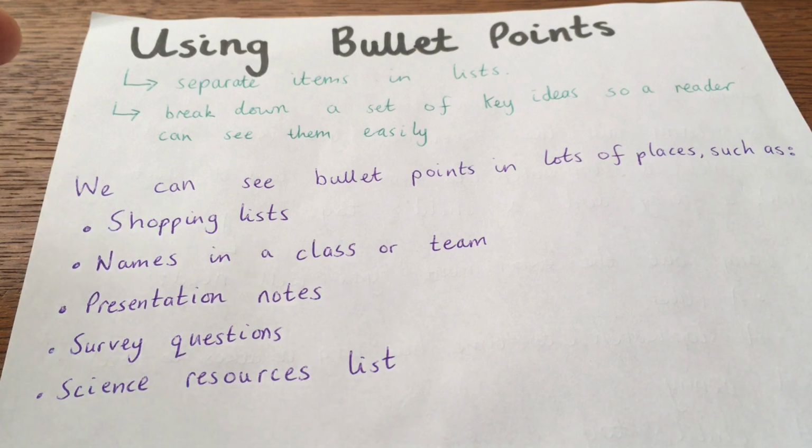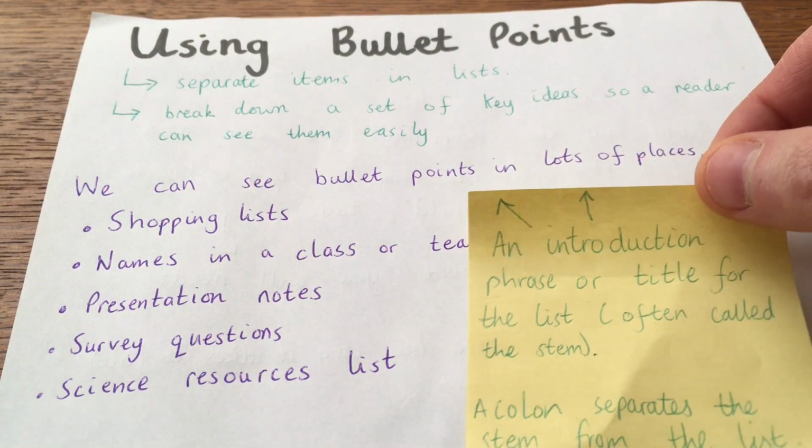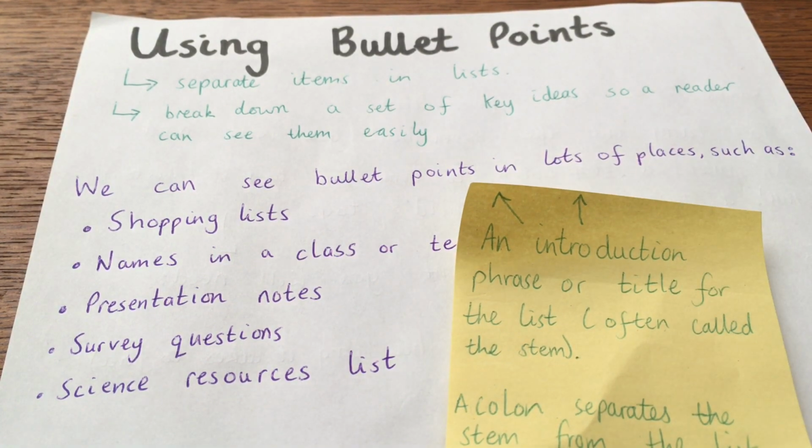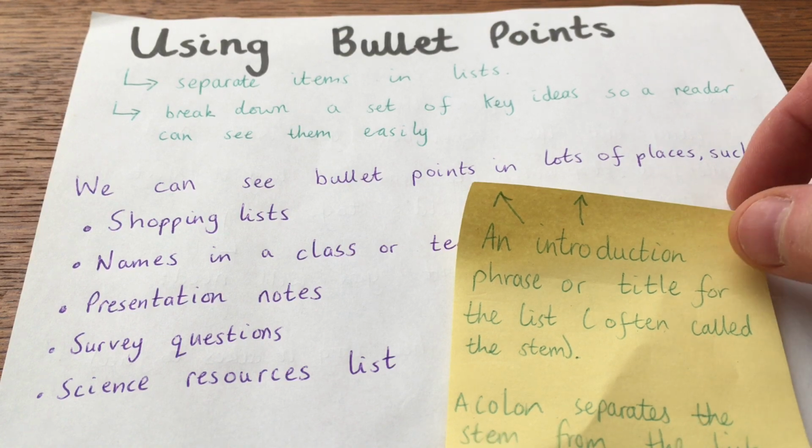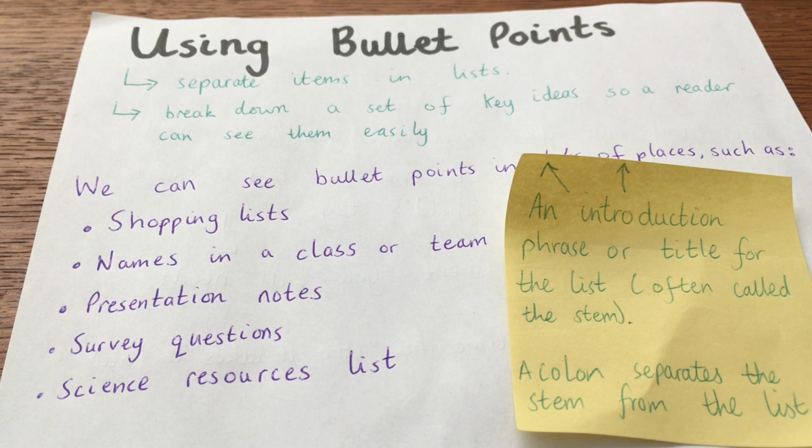Okay, and this example here, we're going to just have a little think about for when we're writing using our bullet points ourselves. So you're going to have an introduction. Okay, so this is a phrase or a title, and it's often called the stem. So here we can see bullet points in lots of places, such as. Okay, and then you're going to have a colon, which will separate the rest of the list from that particular stem. Okay, and that's just here at the end.